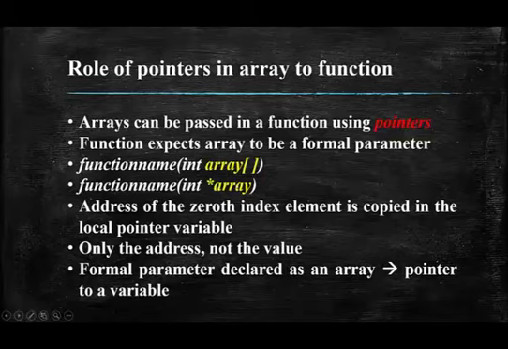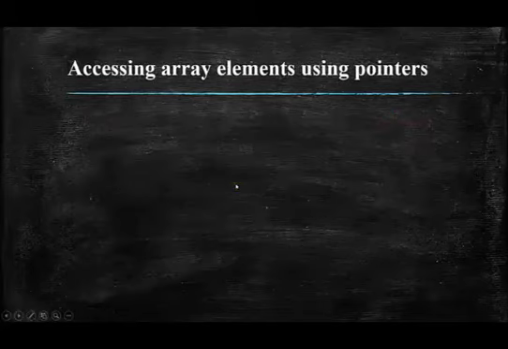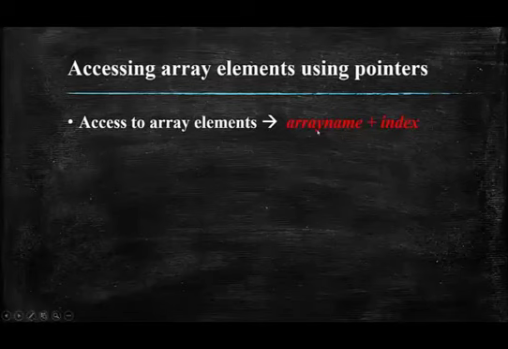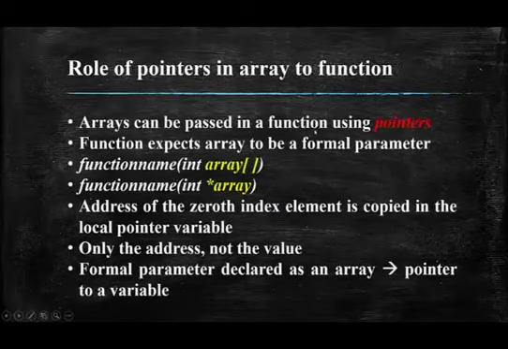Moving on, what we are going to see is how you can access the array elements using the pointer variable. Let's say, for example, we have the array name. Here we have given the array name as a formal parameter, and this formal parameter will copy the address of the first element that is present inside your array.